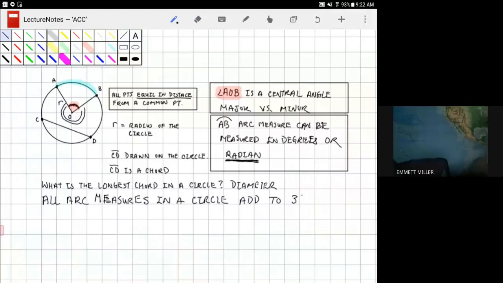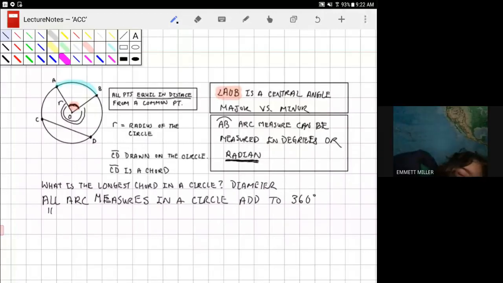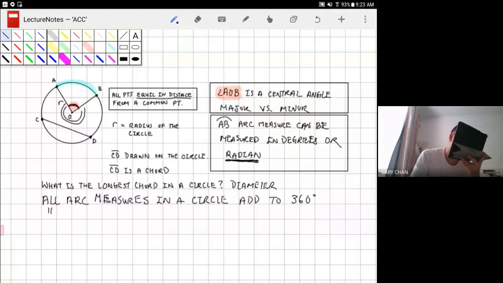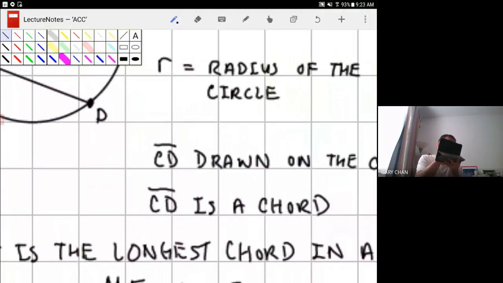Mr. Chan, would CD similarly also be a chord? Well, not chord. Would CD also be an arc? It depends on what you're saying. If you notice the symbol directly above CD, that's a straight line that I drew. If I were to write it like this, then that's signifying that Mr. Chan is not talking about the chord, Mr. Chan is talking about the arc. Does that make sense?